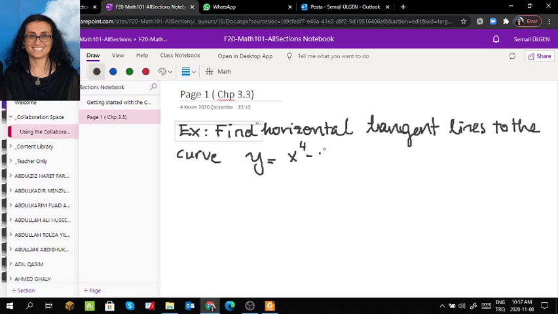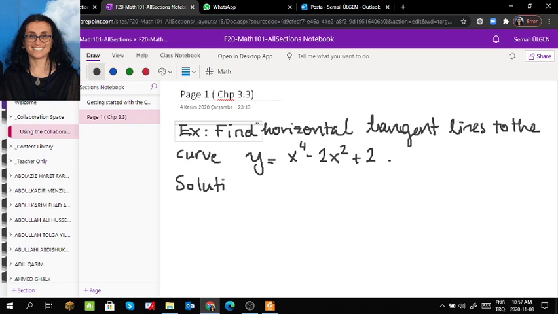x to the 4 minus 2x squared plus 2. Okay, so that's the question. I made up a question here just to show you how we are going to find the horizontal tangent lines to it. And let's see, solution.